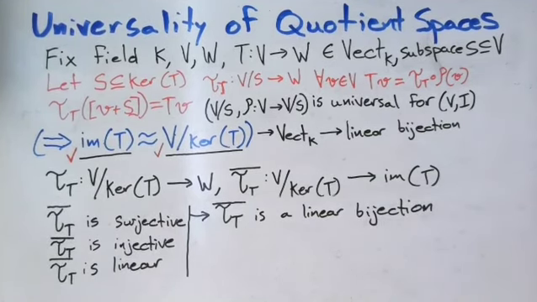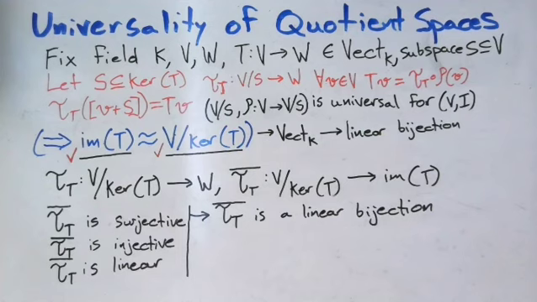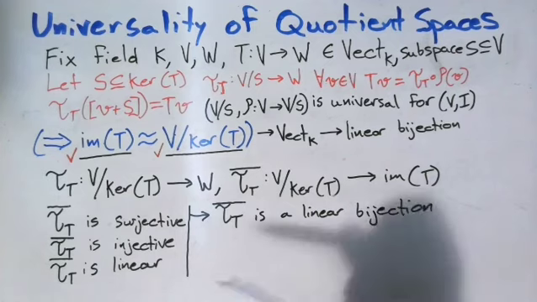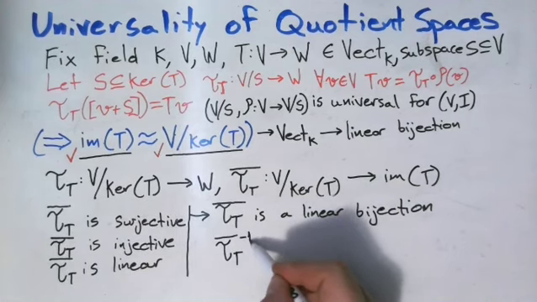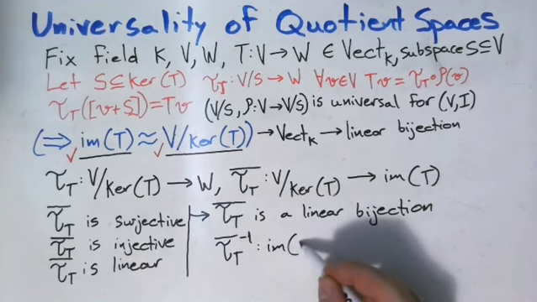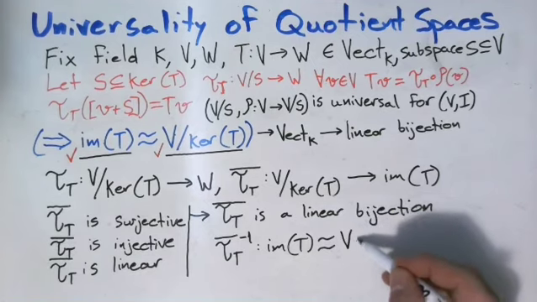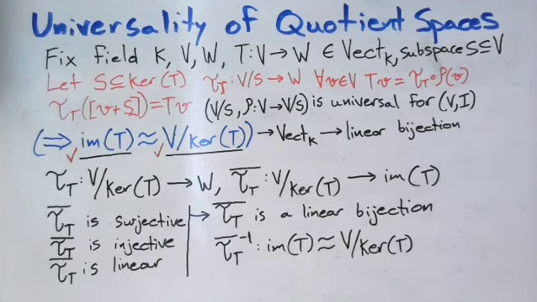Now, of course, there's one last step, which is that we wanted to see that there's a mapping from the image of t into the quotient space over the kernel. But this just goes in the opposite direction, and it's a bijection. So we can just say that the inverse of the restriction mapping to the image of t goes from the image of t into the quotient space over the kernel of t, and it's an isomorphism, which is exactly what we needed to prove. We've proved the first isomorphism theorem. So this is QED here.